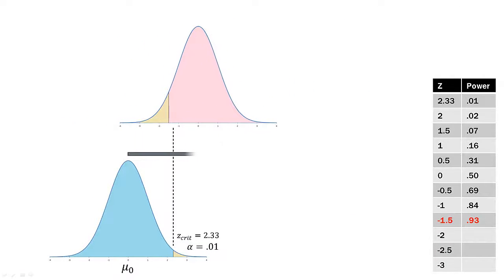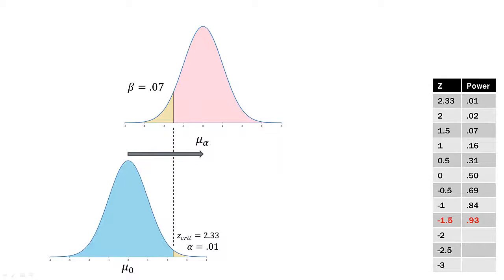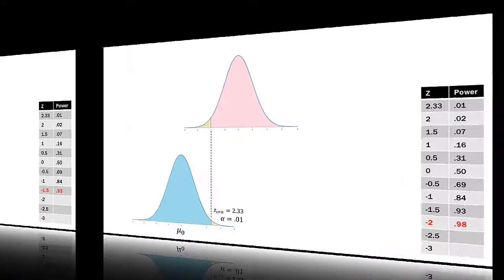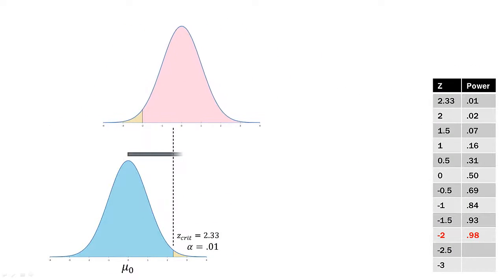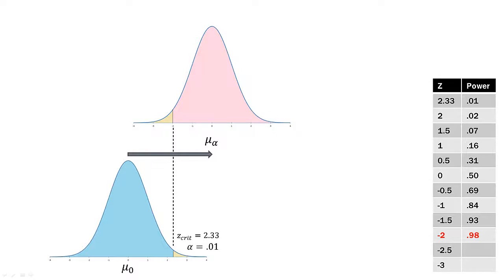Now we'll slide it all the way over to negative 1.5 z. So now the type 2 error rate is 0.07 or 7%, and the power is 0.93. So we go ahead and put that in our chart. Now we'll slide it all the way over to a z of negative 2. So our beta is 0.02, and our power is 0.98.